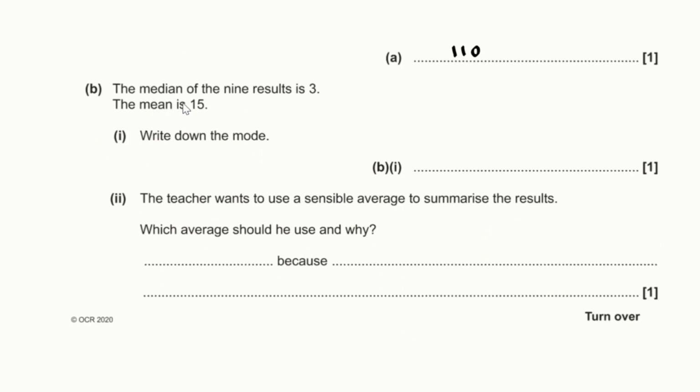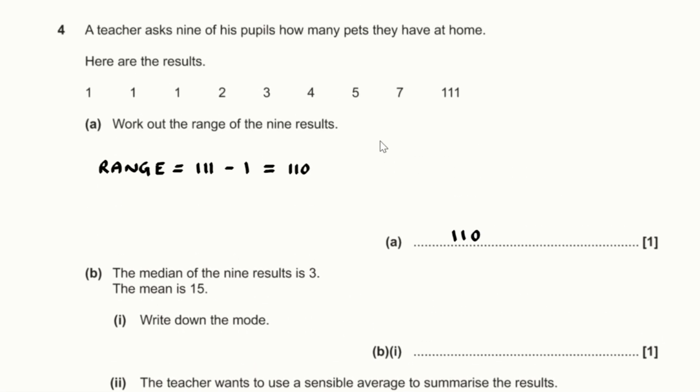For part B, the median of the 9 results is 3. The mean is 15. We have to write down the mode. The mode is the most common, so let's just write down that definition. The mode refers to the most common, and the most common result here is 3.